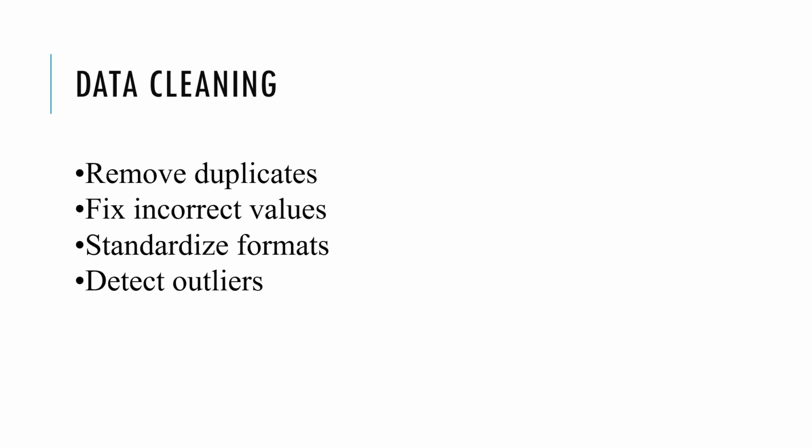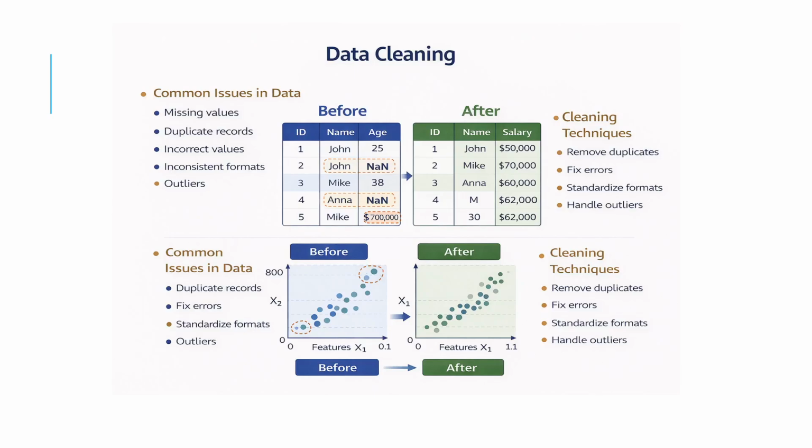Coming to the data cleaning part, what do we actually do in data cleaning? Data cleaning is the process of identifying and fixing issues in the dataset to improve the quality. One common issue is duplicate data. If the same record appears multiple times, it can bias the model. So we remove duplicate entries. Sometimes data contains incorrect values like negative age or invalid entries, and these must be corrected or removed. Data can also have inconsistent formats, for example, male, Male, and M, all representing the same category. Therefore, we standardize these values.